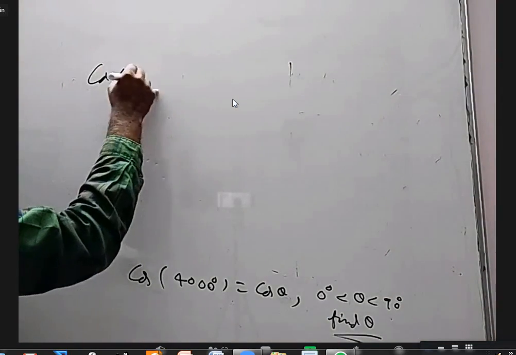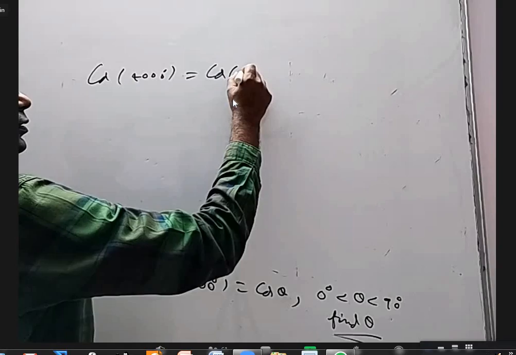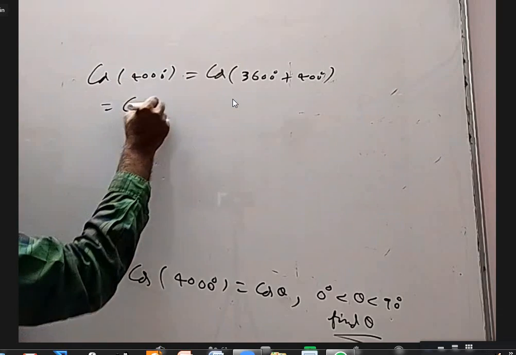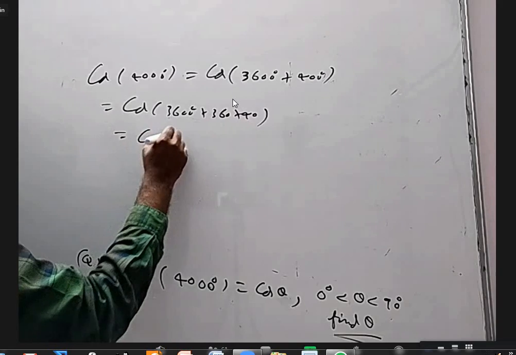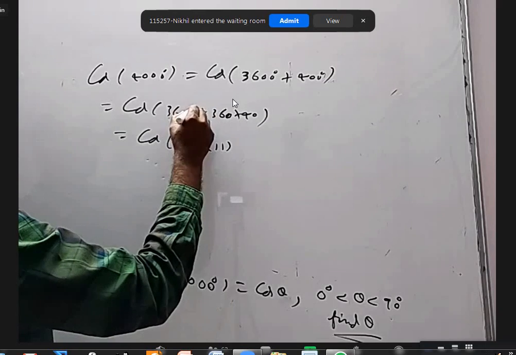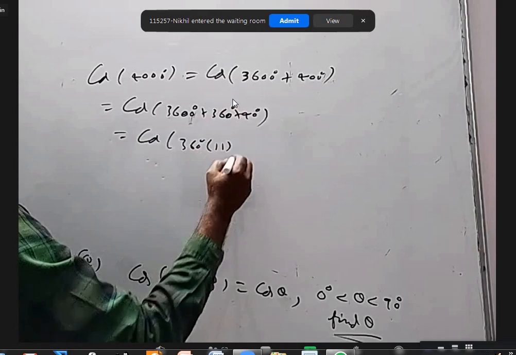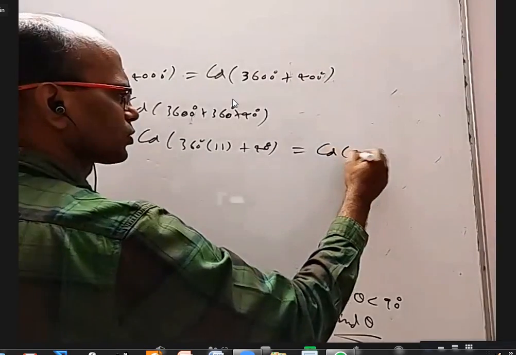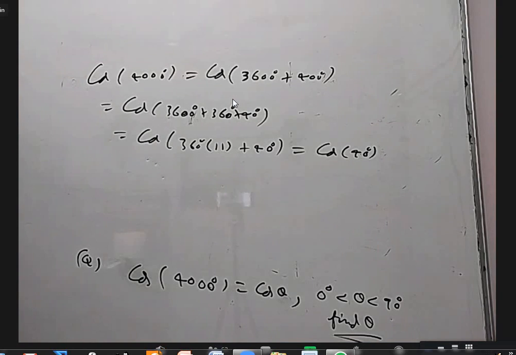You can write cos 4000 degrees. At least you can recognize 3600 degrees plus 400. Even that you can write as 360 into 11 plus 40 degrees. A multiple of 360 can be neglected. You will get cos 40 degrees. So theta is equal to 40 degrees.